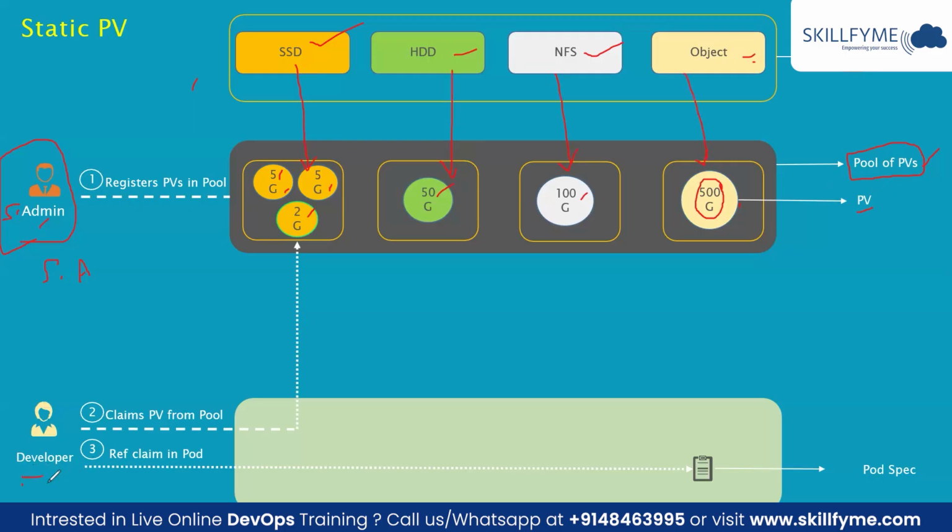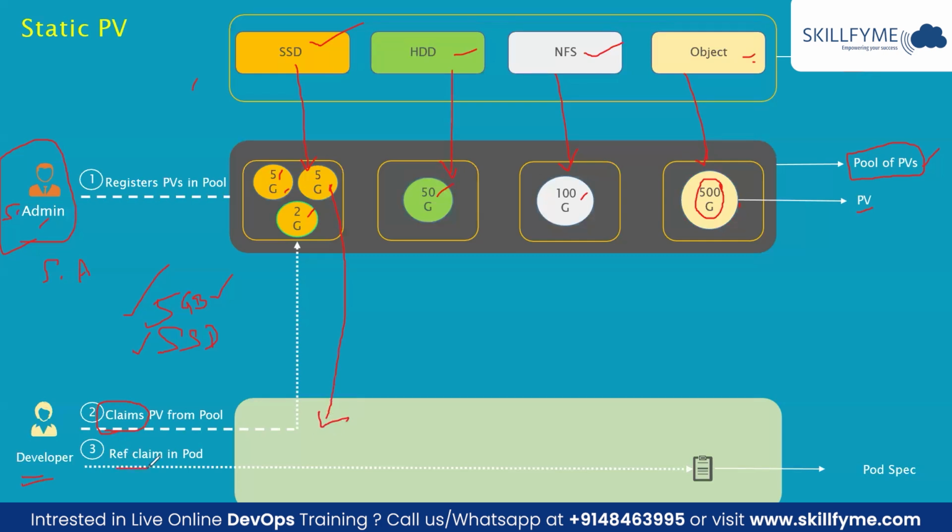Now, developers, for their pod deployment, assume that they need around 5 GB of SSD disk volume. If they want to use 5 GB of SSD volume, first they have to create a claim request, a persistent volume claim. In that claim, they will mention the actual amount of volume and the storage class. Right. Once the request is processed, that 5 GB will be reserved for that particular claim request.